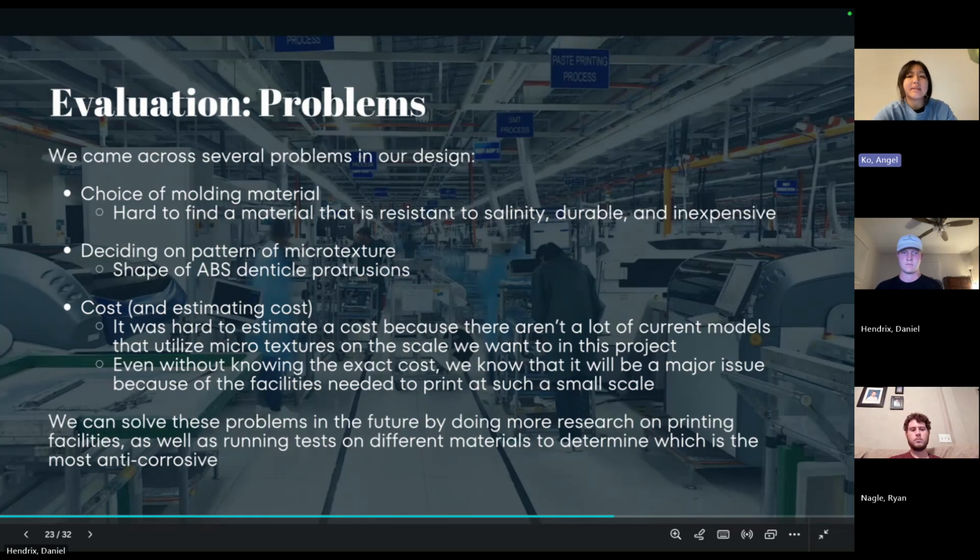And even without knowing the exact cost, we know that there will be a major issue because the facilities needed to print will need to work at a small scale. We are talking about something that you can't even see with the naked eye, which is obviously going to be difficult and take a lot of resources monetarily. In order to solve these problems in the future, we can conduct more research on printing facilities, as well as run tests on different materials, angles of protrusion, etc., to determine which is the most anti-corrosive.